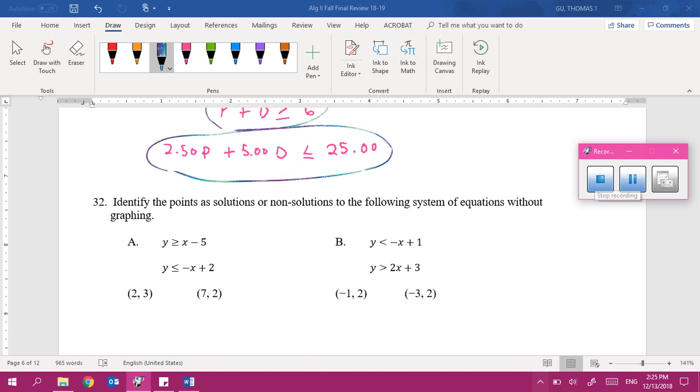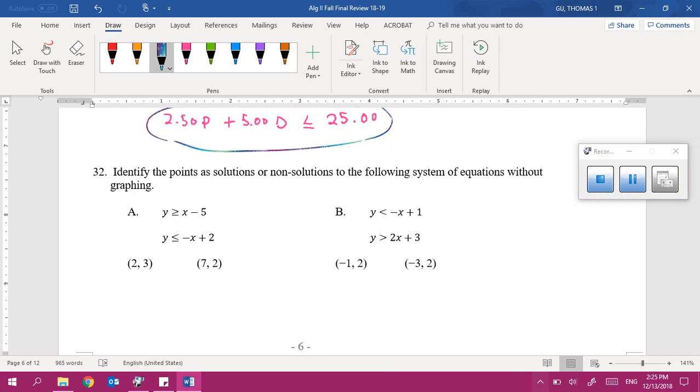Number 32, there's two parts, A and B, and we're identifying if each point is a solution or a non-solution to the following system of equations without graphing. All we have to do is take each point and plug them into each equation and see if it actually makes sense or not, if it's true or not.